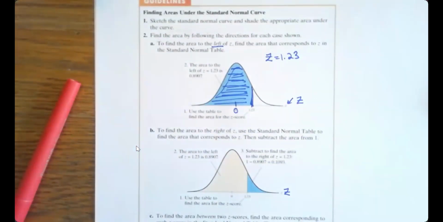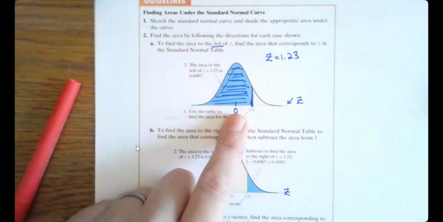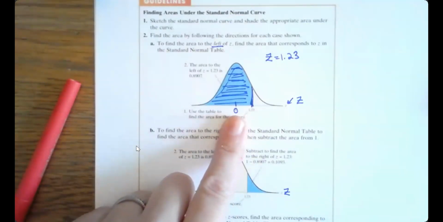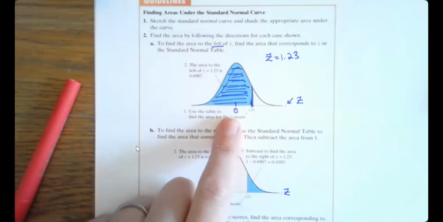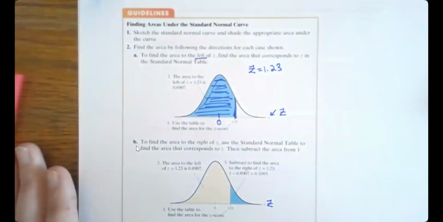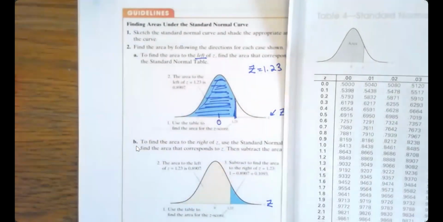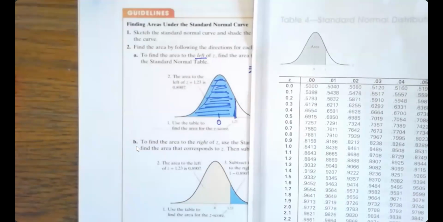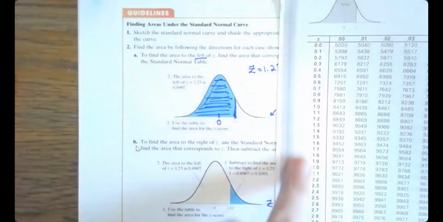Now, how can you find these values? You can use Excel. If you want to use Excel, I have videos I suggest you watch, and you can do them on Excel. Or if you want, you can use a table. The table that we're using is table 4 from your text. And there's positive z-scores on one side and negative z-scores on the other.